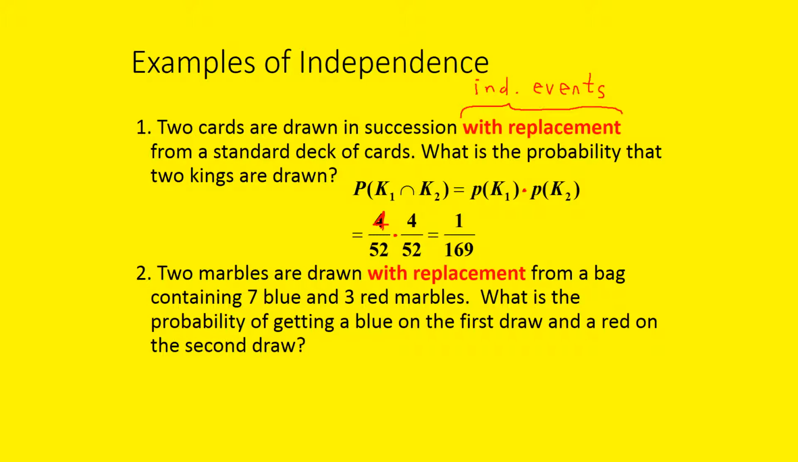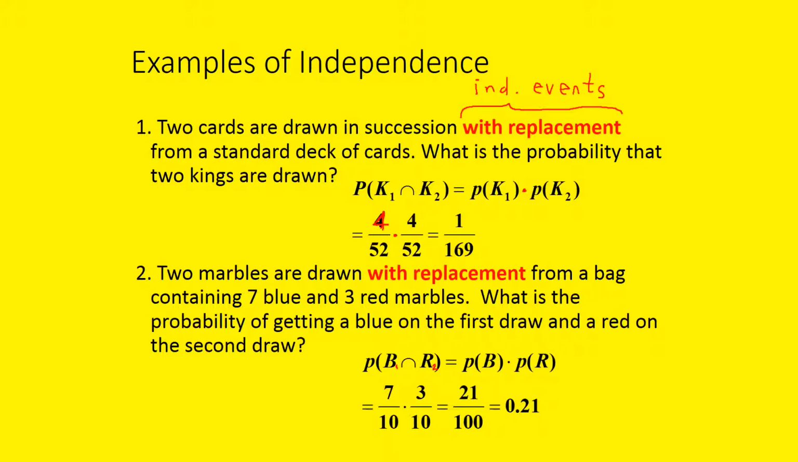Another situation: 2 marbles are drawn with replacement from a bag containing 7 blue and 3 red marbles. So with replacement again, the events are going to be independent. Probability of blue on the first, red on the second. So you're going to grab out the first marble, put it back in the bag, and then determine a probability for the second event, which is red. So blue on the first, red on the second, and with replacement.